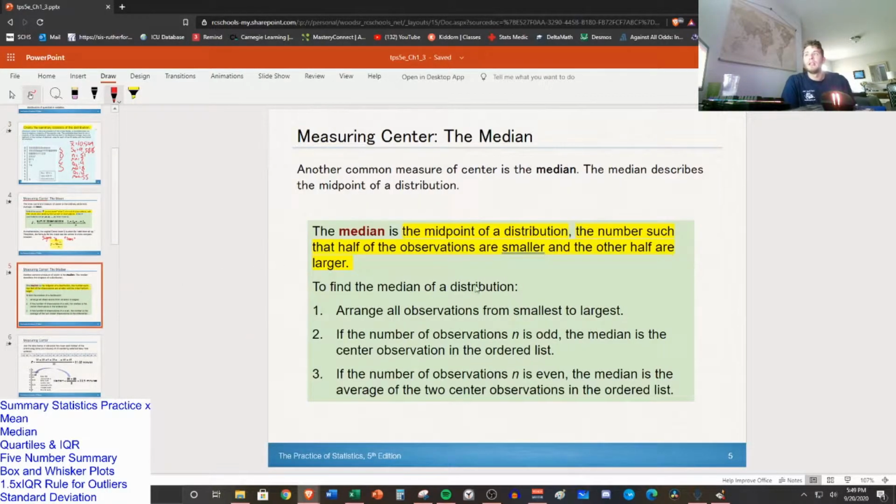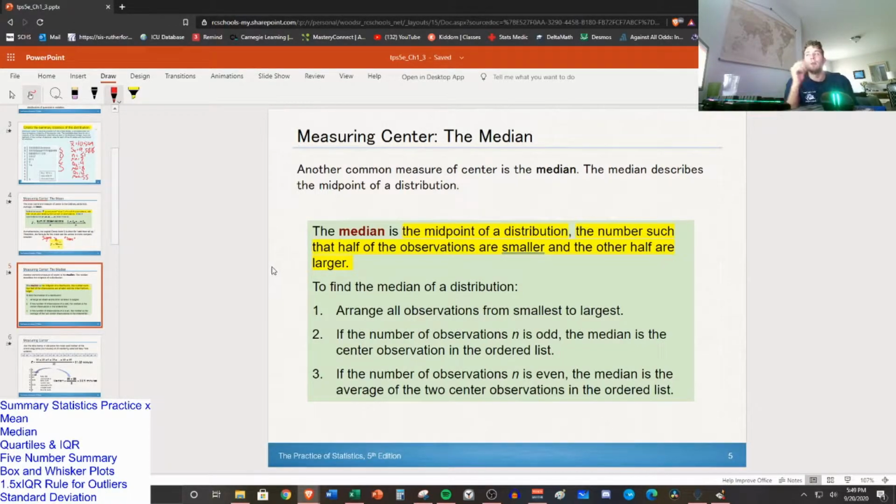Next, we're going to talk about, still under measuring center, the median. This is another measure of center, okay? So the median is the midpoint of a distribution, the number such that half the observations are smaller and half the observations are larger, okay? I'm going to pause, write this down.